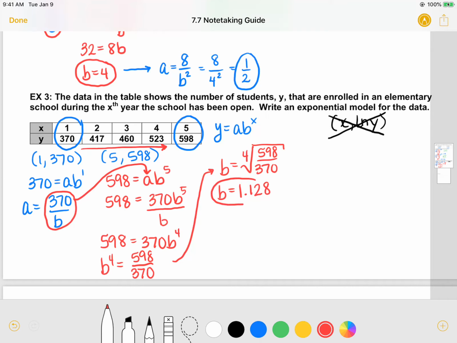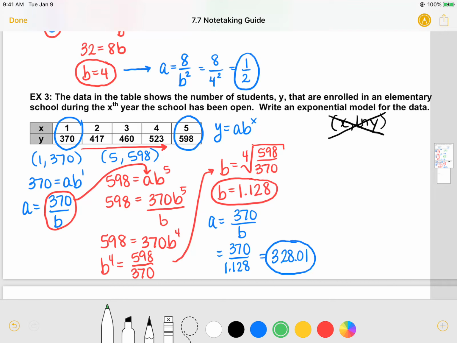Okay, so that is the value of B. So now we're going to take that and go back to our equation for A. So A was 370 divided by B. We're going to plug in that value. So 370 divided by 1.128, and that's going to give us approximately 328.01. Okay, so that now is our value for A.